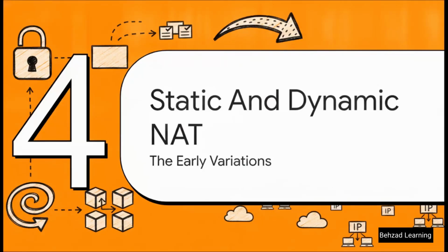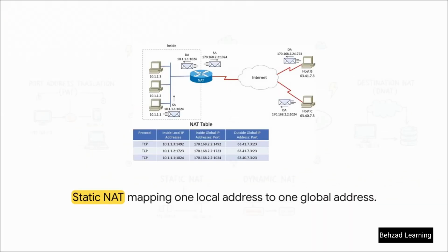All right, part 4, static and dynamic NAT. Let's look at the early variations. First up, we have static NAT. This provides a strict one-to-one mapping between an internal inside local address and an external inside global address. While this securely hides your internal numbering scheme behind the router, it kind of completely defeats the goal of conserving addresses. Why? Because you still need a legally registered public IP for every single internal user.